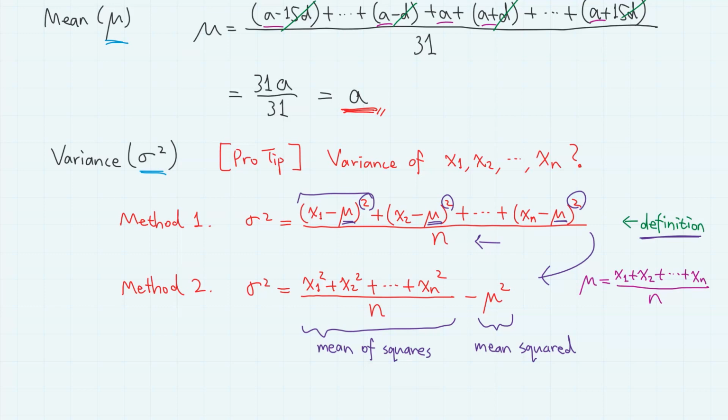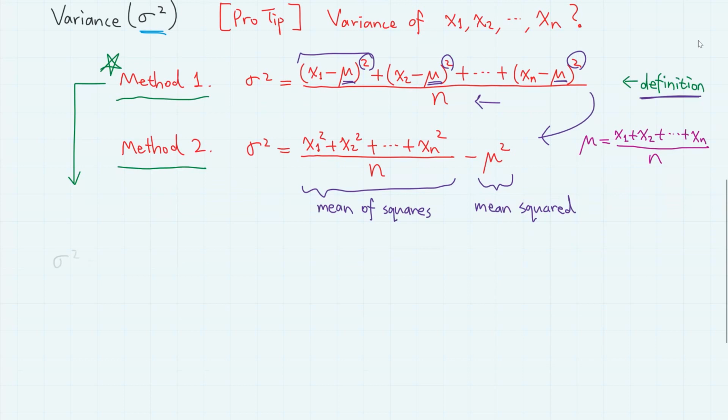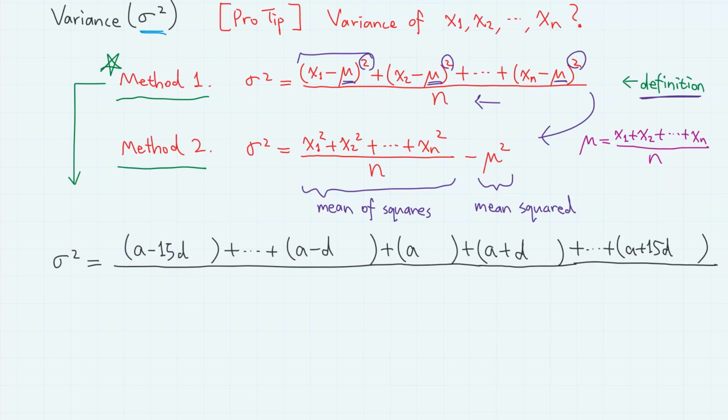In many cases, the second method turns out to be the simpler method, but for this particular problem, the first method using the definition of the variance is actually simpler. So let's apply this method. In the numerator, first we must subtract the mean, which is a, from every term of the arithmetic sequence, and then we have to square each deviation, and we divide by the number of terms, which is 31.